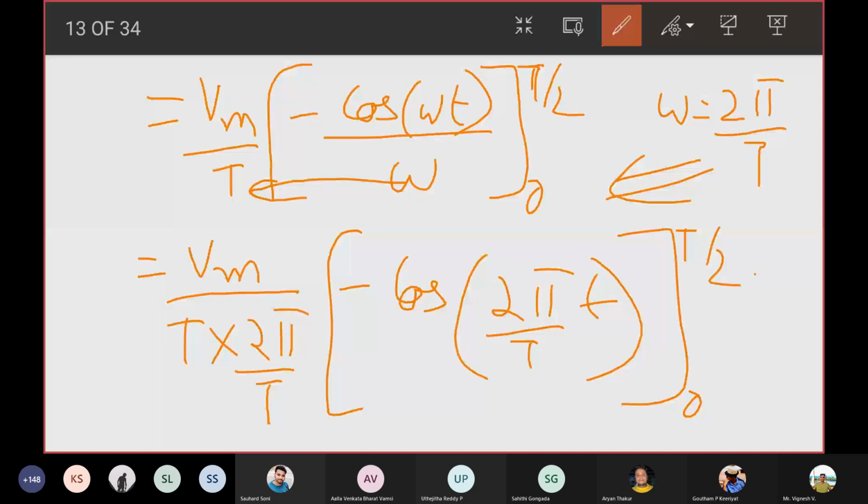Since it's the initial class, I'm deriving it. Later, I expect you to do this high school math. High school math, right? All right, I'll move on.